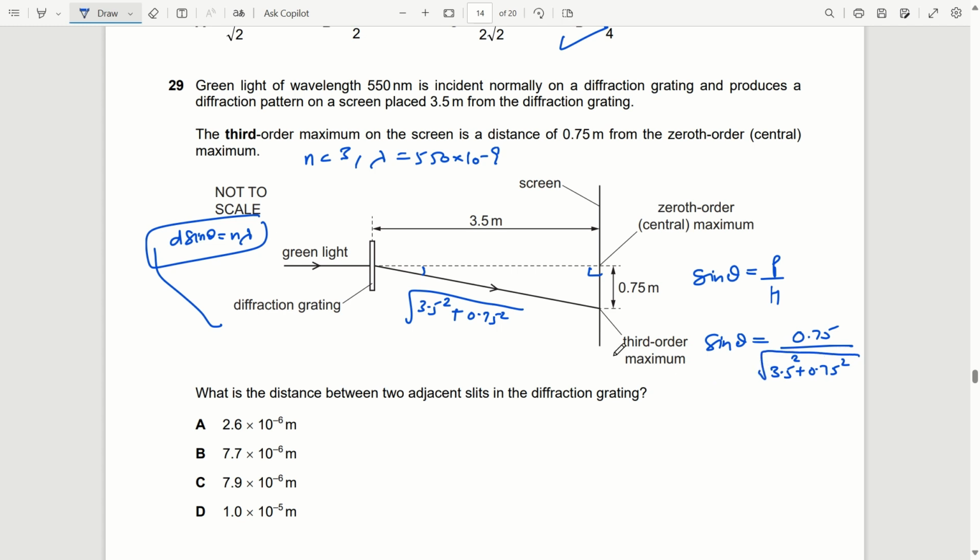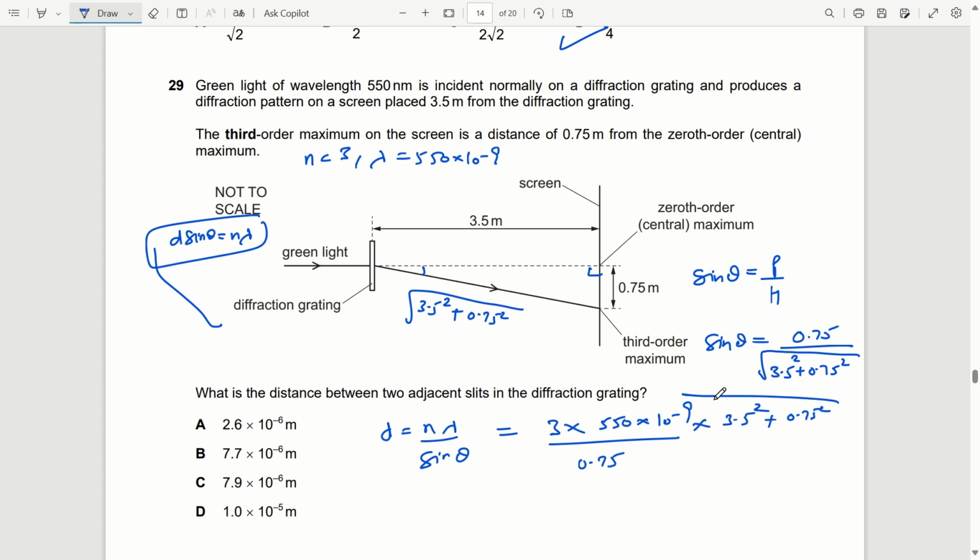Now from this equation we have to find the distance between the slits d. So d is equal to n lambda by sine theta. Substituting 3 into 550 into 10 raised to power minus 9 divided by 0.75 into the square root of 3.5 square plus 0.75 square. On solving you will get d is equal to 7.9 into 10 raised to power minus 6 meters. So option C is the correct one.